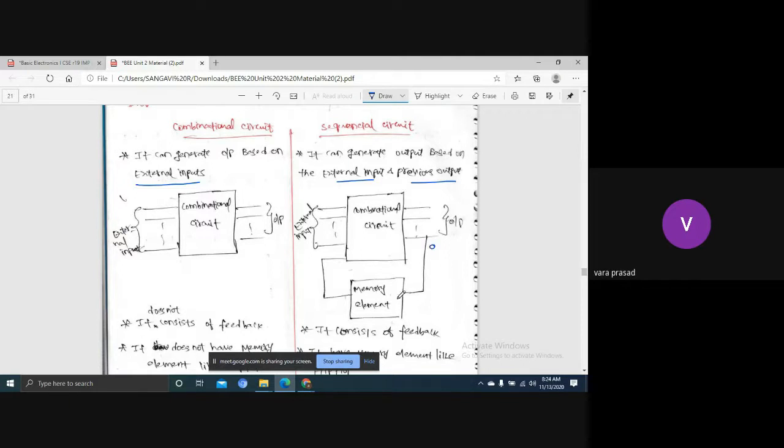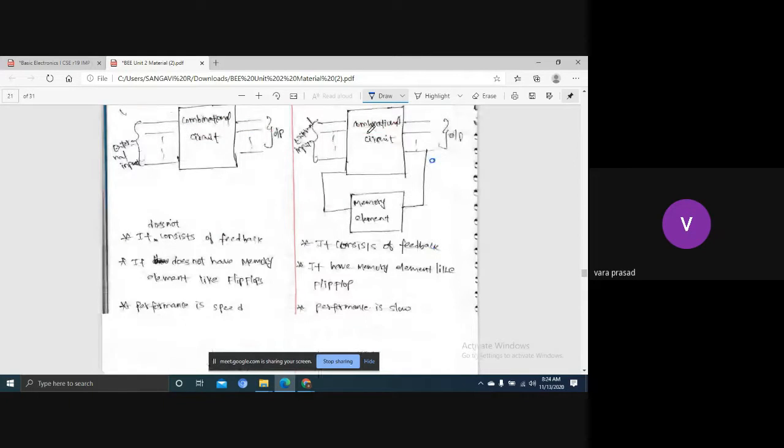For example, when logic 0 comes as the output, this 0 has to come here as the input. It has to hold the 0 for a particular time. A sequential circuit consists of a combinational circuit with a memory element, which means with feedback. With the feedback, this total setup I can call a sequential circuit.